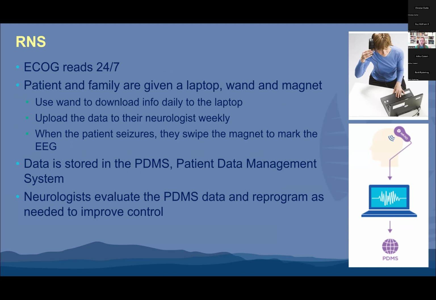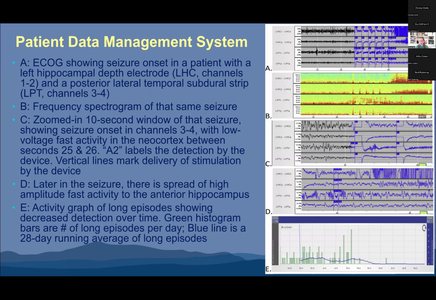It has an ECOG reading 24/7. The patient and the family are given a laptop, a wand, and a magnet. The wand, you can see in that picture up there, the patient holds against their head right on top of the device. They download information to their laptop every day. They send that information weekly to the neurologist. And all the data is stored in what's called the PDMS, or Patient Data Management System. The neurologists are able to see that PDMS data and reprogram it as needed to gain better control.